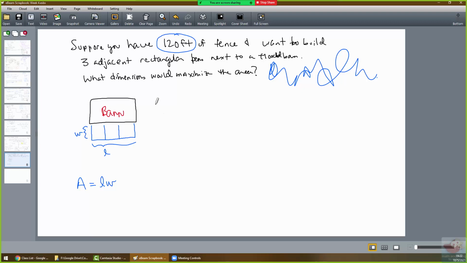Wouldn't you have to do 120? Did you say the perimeter or the area? The perimeter. Okay, so it'll be 2L plus 2W. Oh yeah, that's right. 120 equals 2L plus 2W.